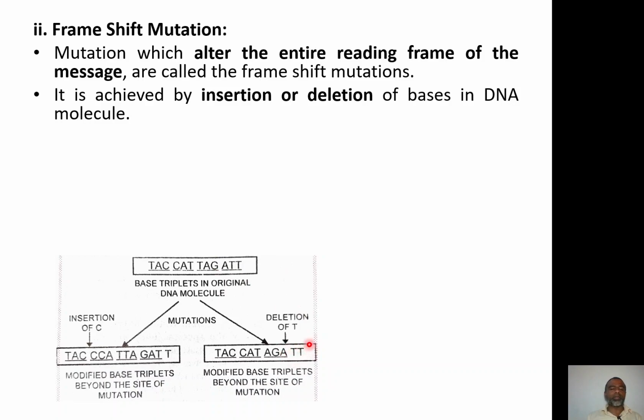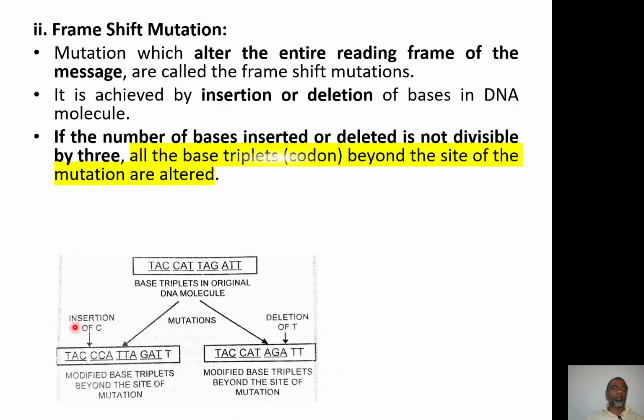So, again you can see, after deletion of the T at this point, the next portion of the DNA is affected. This is the frame shift mutation, because this mutation will be shifted from one triplet code to the other, and then to the next, because the whole frame is changed, either because of deletion or insertion. So, this type of mutation is called the frame shift mutation.